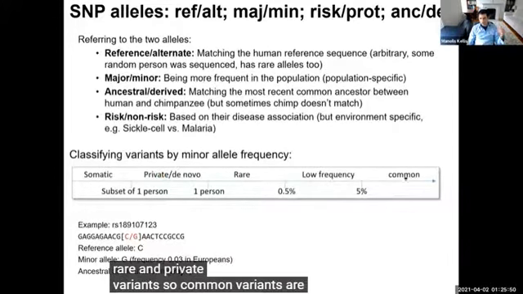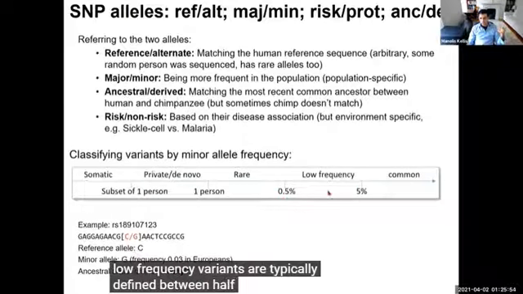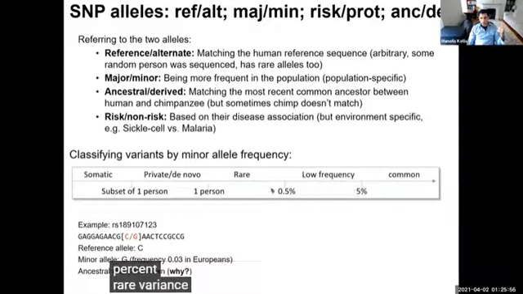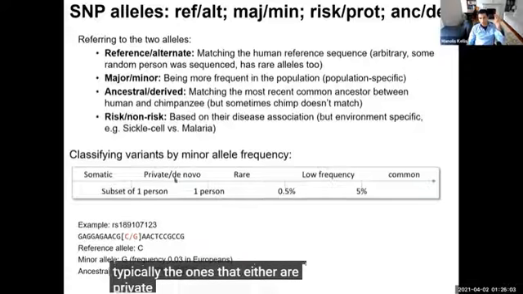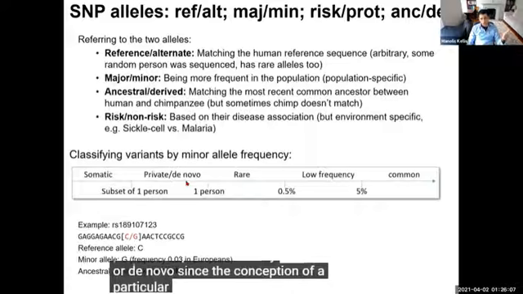So common variants are more than 5% in the population. Low frequency variants are typically defined between 0.5% and 5%. Rare variants, less than 0.5%. And then private and de novo variants are typically the ones that either are private to a particular family or de novo since the conception of a particular individual.